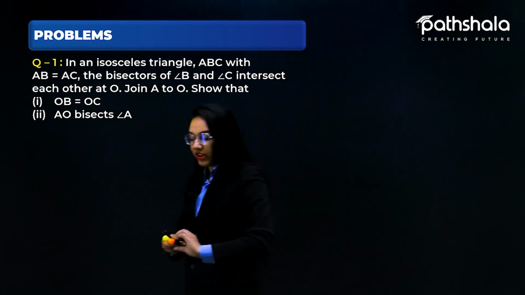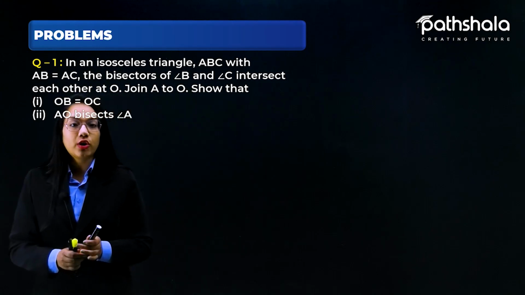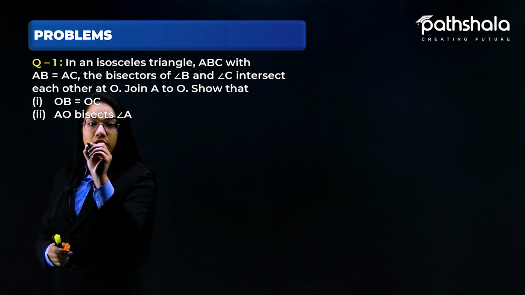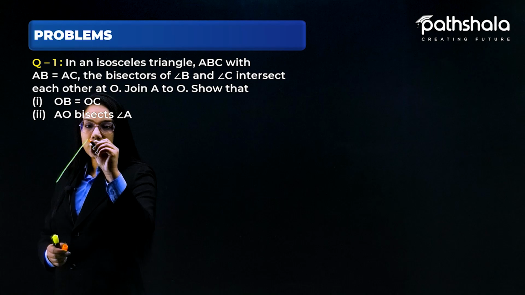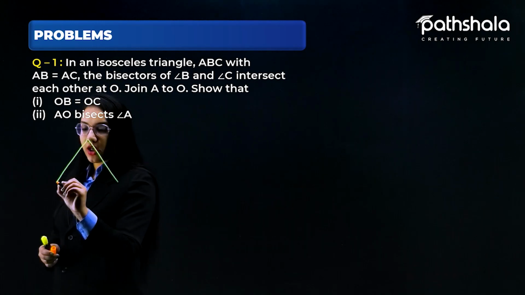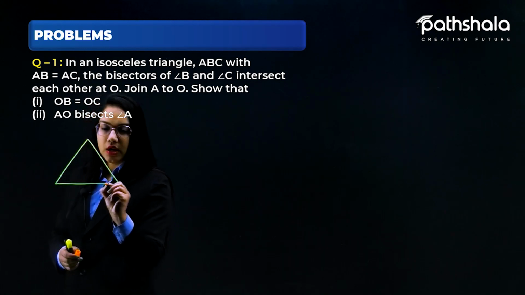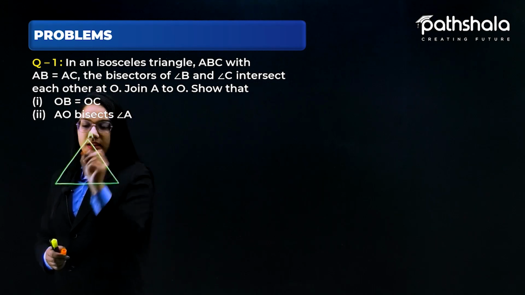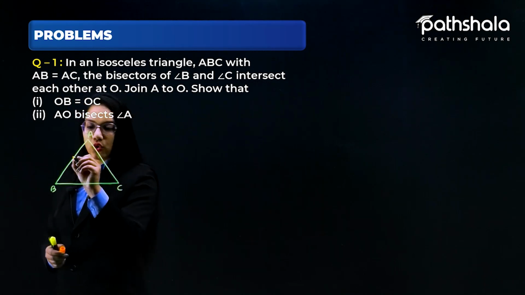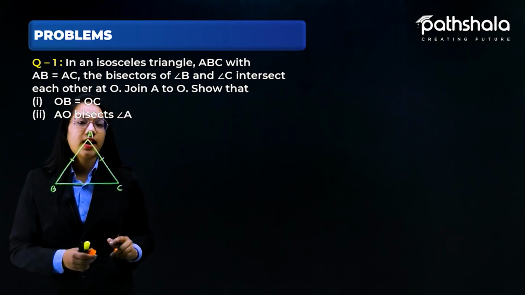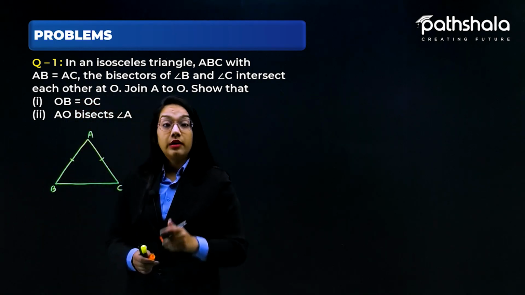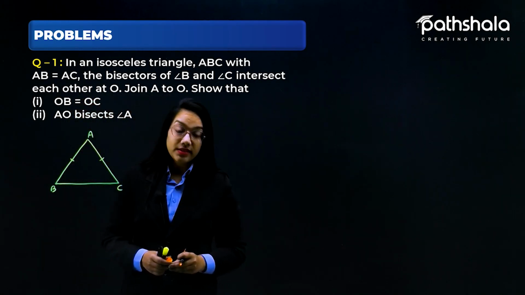So let's draw the figure for this particular question first of all. As you can see, we are talking about an isosceles triangle, which means that two sides are equal. Let us suppose I take this as A, B and C. These two sides are equal to each other, because as per the question AB is equal to AC, it is given to us.